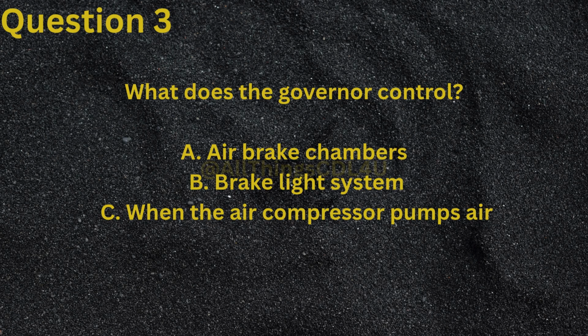What does the governor control? A. Air brake chambers. B. Brake light system. C. When the air compressor pumps air. C. When the air compressor pumps air.